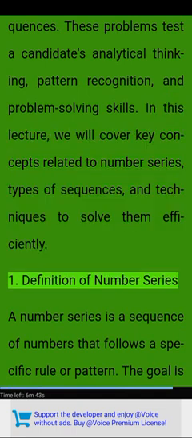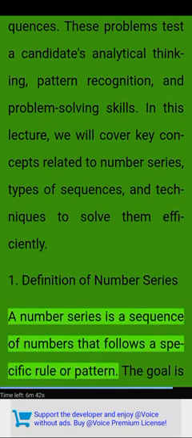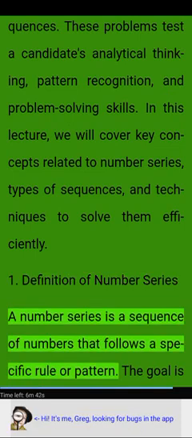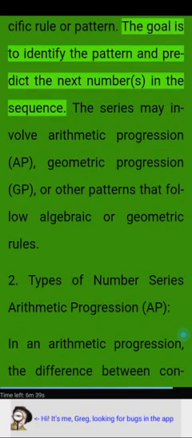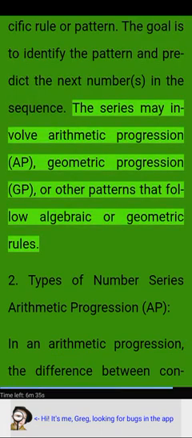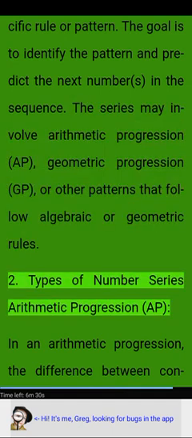In this lecture, we will cover key concepts related to number series, types of sequences, and techniques to solve them efficiently. 1. Definition of number series. A number series is a sequence of numbers that follows a specific rule or pattern. The goal is to identify the pattern and predict the next numbers in the sequence. The series may involve arithmetic progression, AP, geometric progression, GP, or other patterns that follow algebraic or geometric rules. 2. Types of number series.